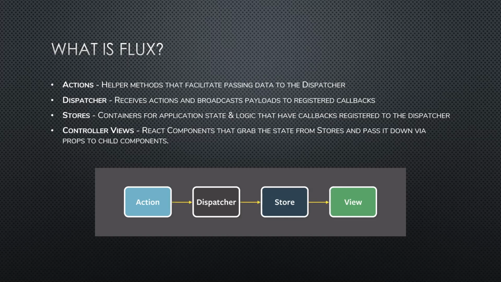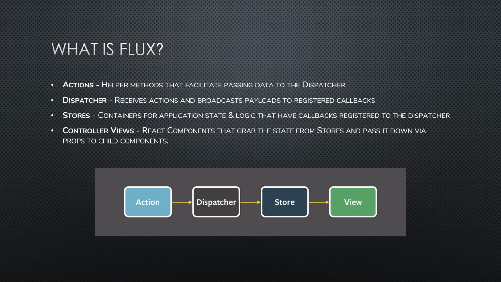Basically, the dispatcher is the nerve system of Flux. Whenever it receives an action, it decides what data should be passed on and what callback function should get registered in the store, so that the right data is passed to the store.